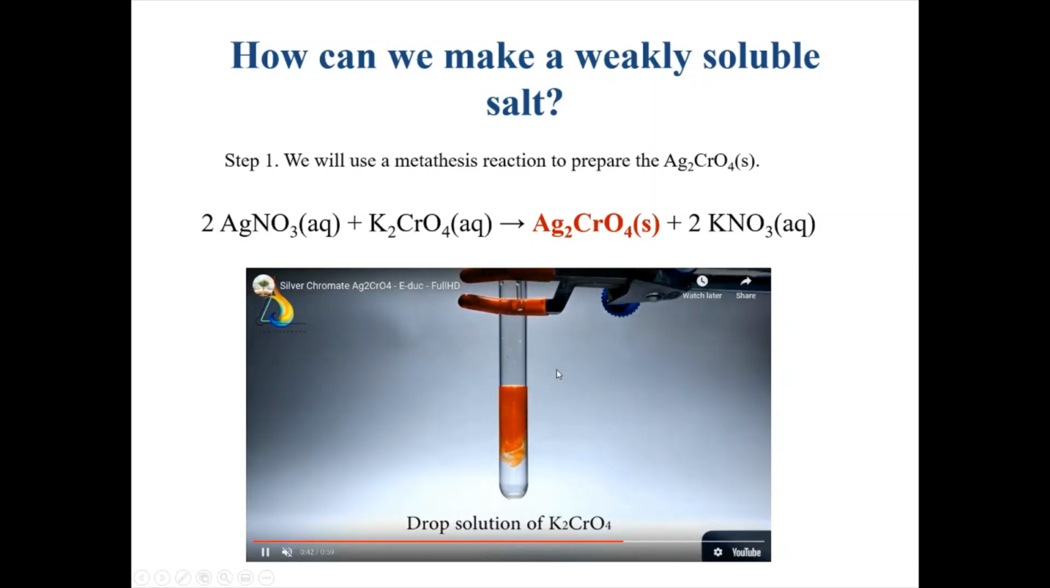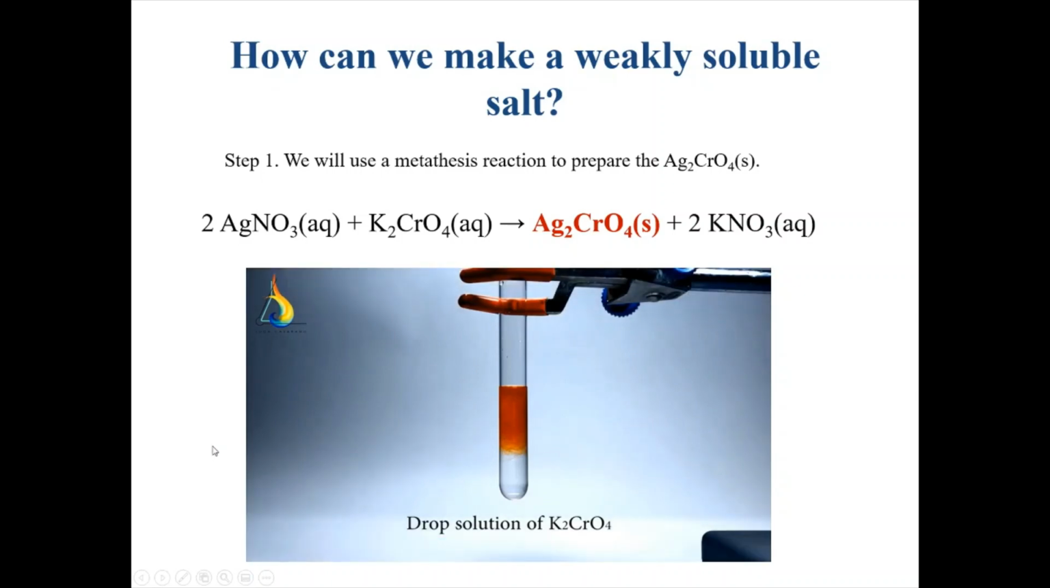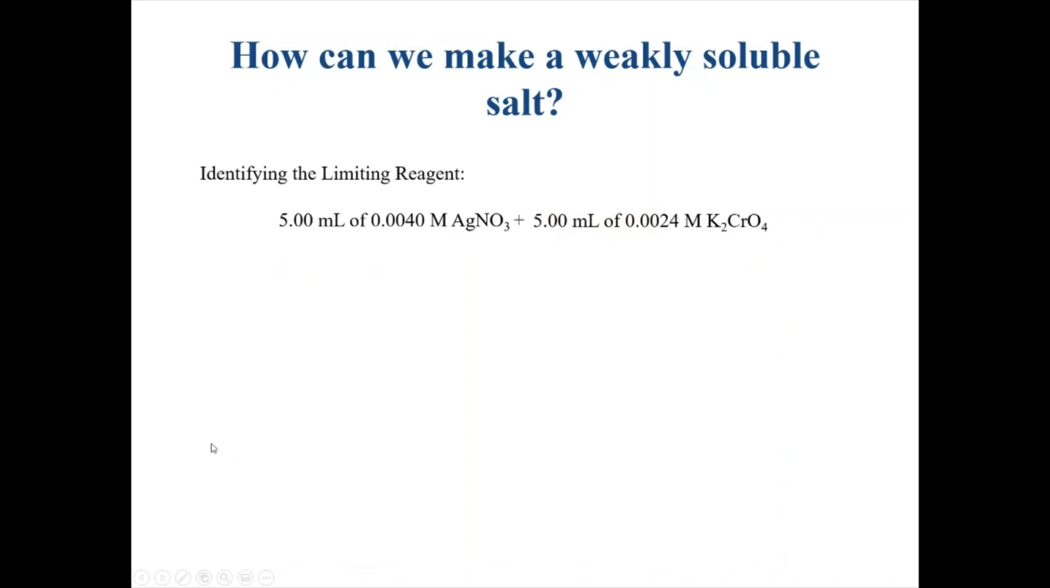So when you would do this experiment in lab, you would literally do this. We would add 5 mL of the chromate solution, 5 mL of the silver solution, and we would make the solid precipitate. So in lab, what you would actually physically do is take 5 mL of 0.004 molar silver nitrate and 5 mL of 0.0024 molar potassium chromate, and combine them together into one solution, causing your precipitation.